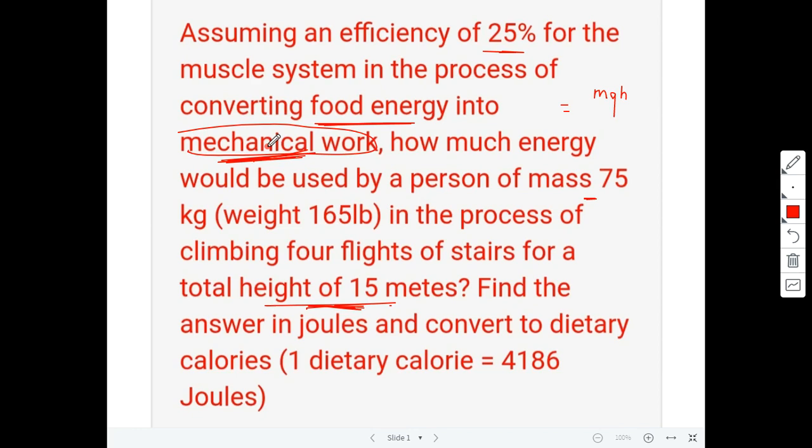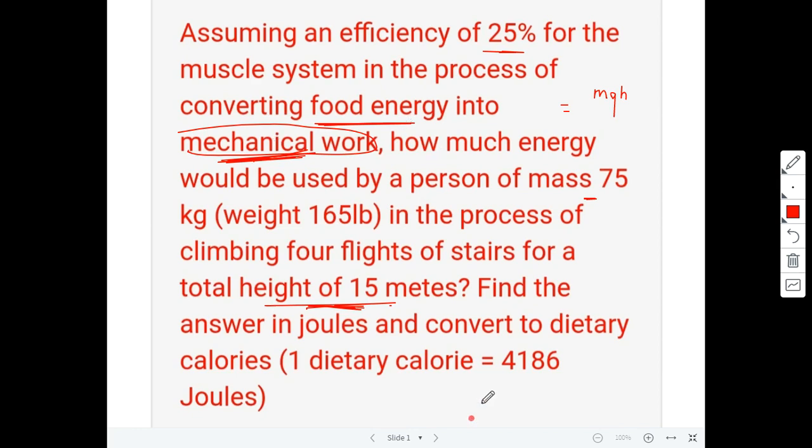Okay, so the mechanical energy work that you have calculated was 11,025, and then you have multiplied it by 0.25 or divided by 0.25? You have divided this mgh by the efficiency or multiplied it by efficiency? I've multiplied it by 0.25. It should be divided.